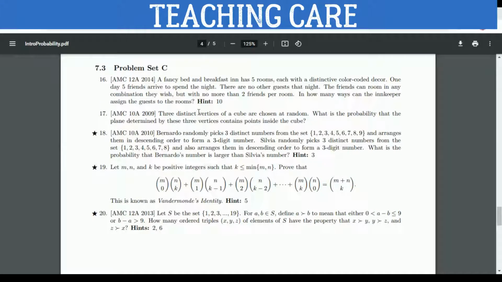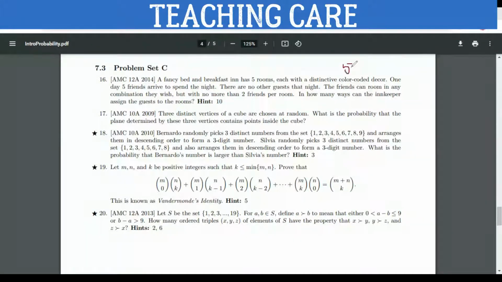One day, 5 friends are arriving at night. So each room, for this, you can make it out like this: each room will have 1 guest. So in that case, what will happen? We have 5 guests to choose from for the first room. So for the second room, totally it will be 5 factorial, so 120. This is for the first case.